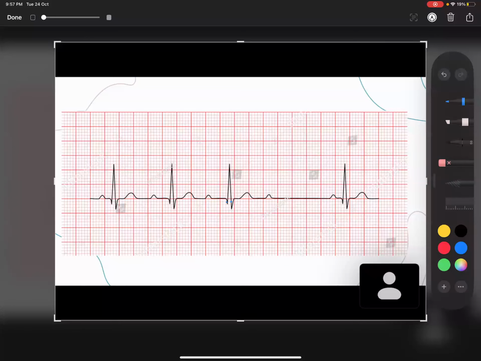Now, you said that this is AV block with PR prolongation. Do you think it's first degree or second degree? We know it's second degree. Do you think it's Mobitz 1 or Mobitz 2? Mobitz 1, type 1. Okay, good.